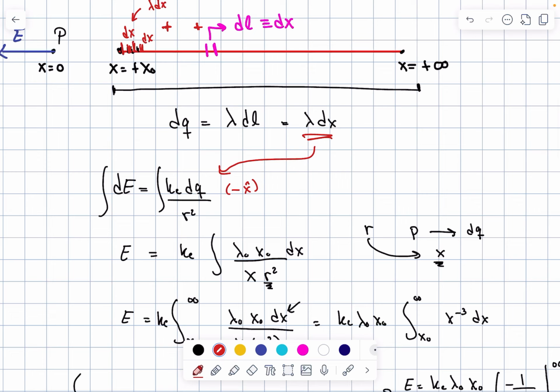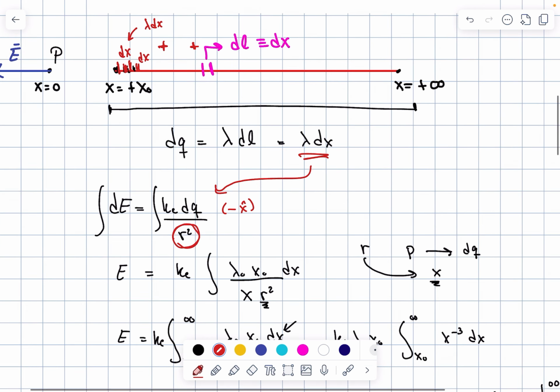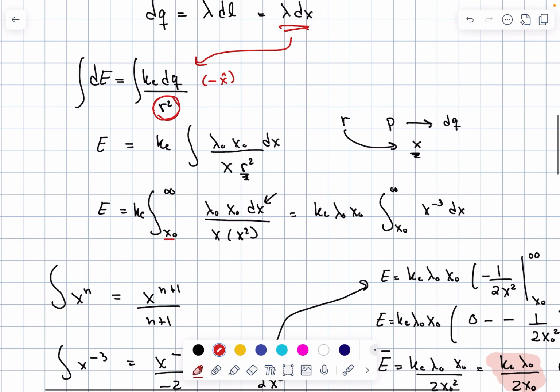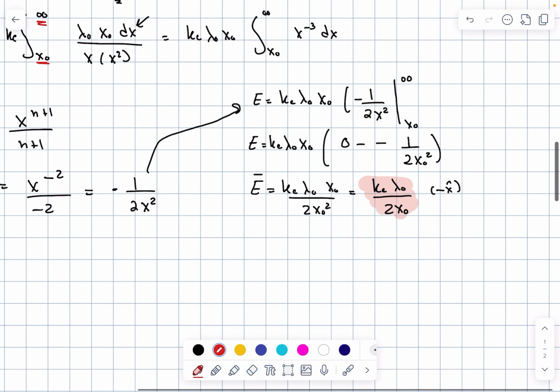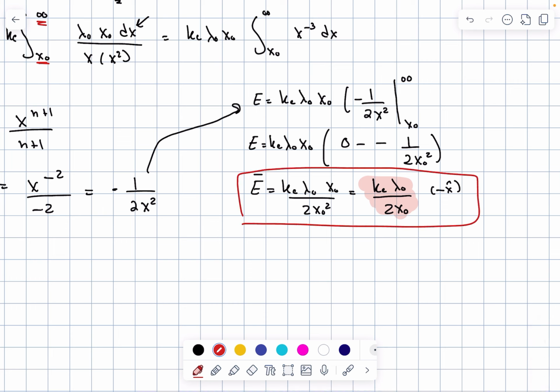The one maybe tricky thing is figuring out that r is the distance from our point to our dx. Because we start out here, our distance is just going to be x away, where x varies from x naught to infinity. Plug all that in, and then we get our electric field equation down here.